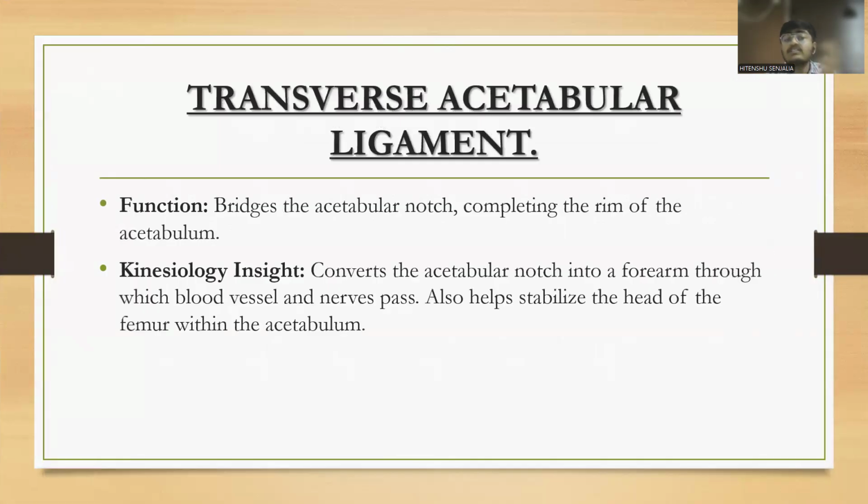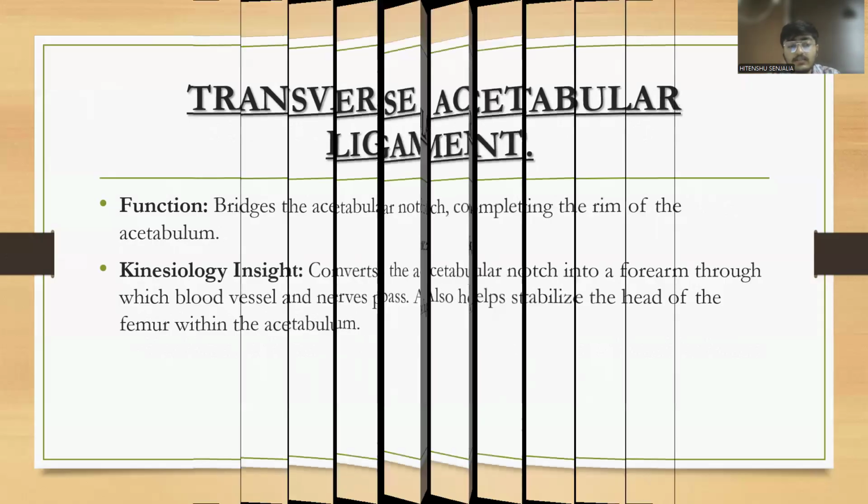Now, another ligament is the transverse acetabular ligament. The function of this is to bridge the acetabular notch, completing the rim of the acetabulum. The kinesiology insight is that it converts the acetabular notch into a foramen through which blood vessels and nerves pass. It also helps stabilize the head of the femur within the acetabulum.